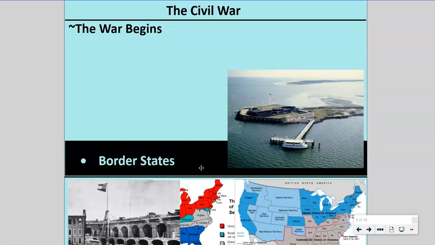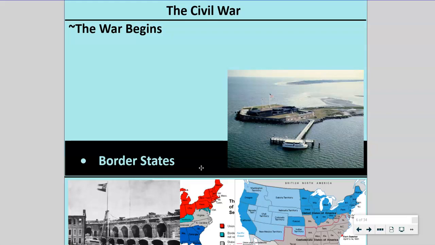Missouri was pretty divided. Missouri was kind of a little mini Civil War unto itself. There were lots of federal troops there. Kentucky tried to stay neutral. They actually proclaimed their neutrality, and Lincoln tried to observe that as much as he could. And Delaware just said, yeah, we have slaves, but we're keeping it out. Now, these border states were vital. They were very, very important.